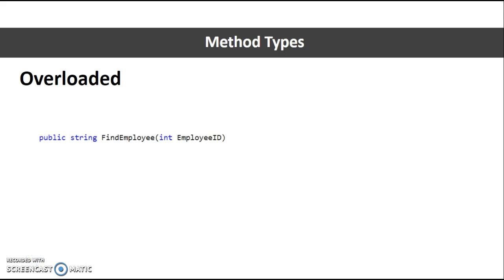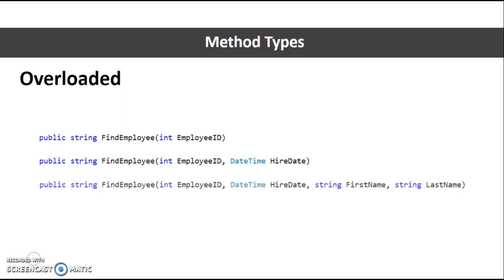So here you'll see an example. I create first a public method that returns a string, find employee, so return maybe the employee name or some employee information, and it passes in the employee ID. But knowing that I have duplicates, I would have an issue with being able to find just one. So let's say I want to add another find employee method and do it by employee ID and hire date. Again, I had 2 people on the same hire date, so we'll add a third option and say I can do this find employee by employee ID, their hire date, their first name, or their last name.